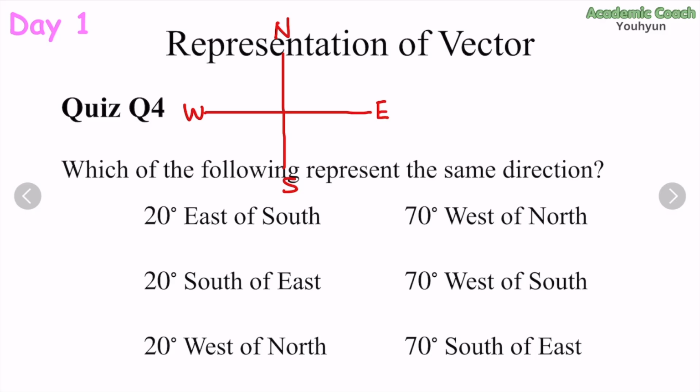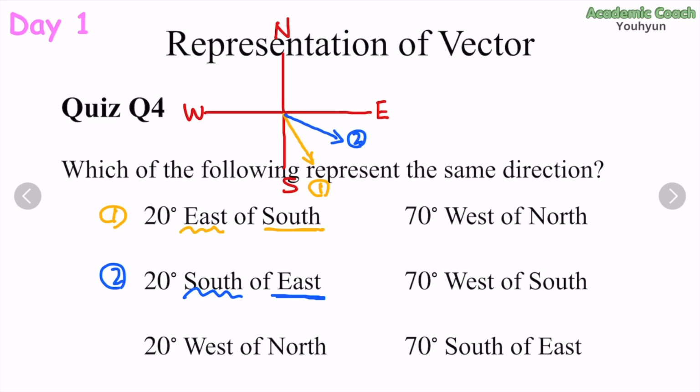Okay, the first one is 20 degree east of south. This means that I'm going to start from south and I'm going to move towards east by 20 degree. So this is south and I'm going to move towards east by 20 degree, which will be this direction. So I'm going to label this as direction number 1. And direction number 2 is 20 degrees south of east. Again, that means starting from east and move towards south by 20 degrees. So east, move towards south by 20 degrees. So it will be this direction. This is direction number 2.